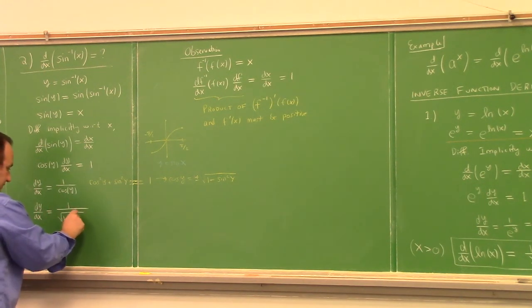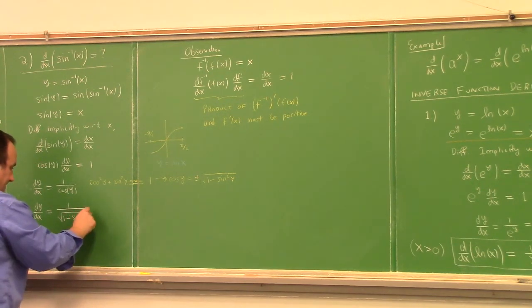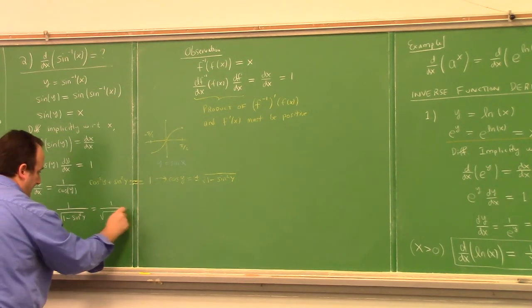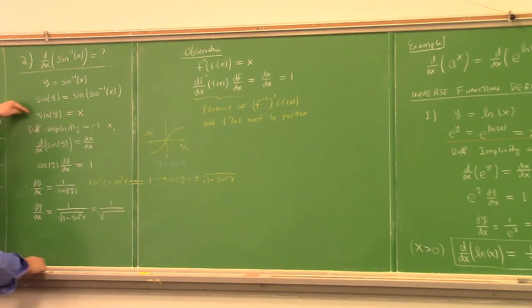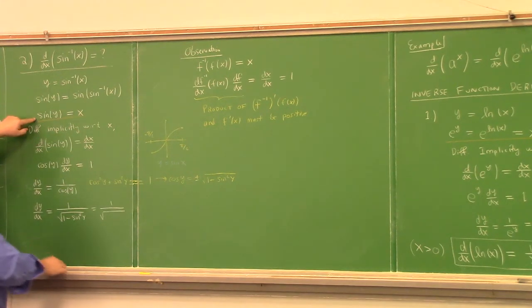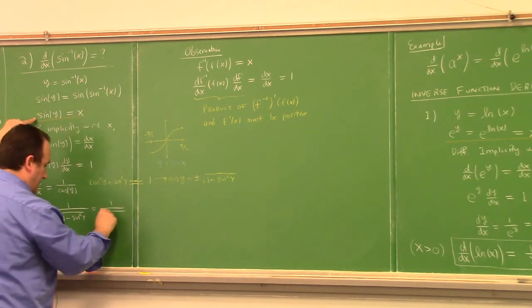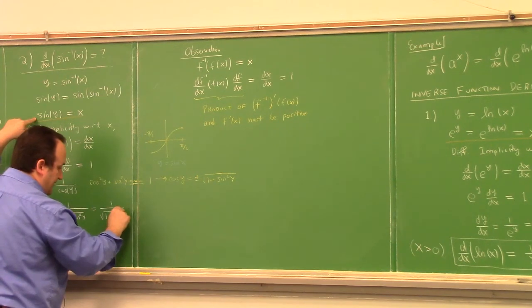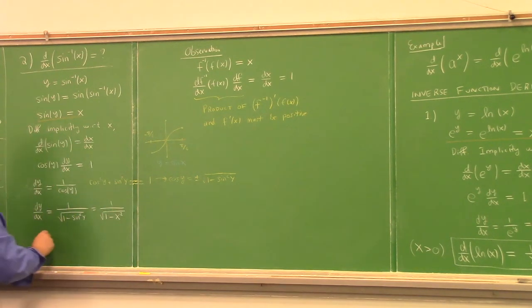So anyway, dy dx is equal to 1 over the square root of 1 minus sine squared y. But what was sine of y? Remember, up here? Sine of y is x, right? So this is 1 minus x squared. You could have put sine of y equal to x earlier, but there it is. I'll write it over here: d dx of inverse sine of x equal to 1 over the square root of 1 minus x squared.